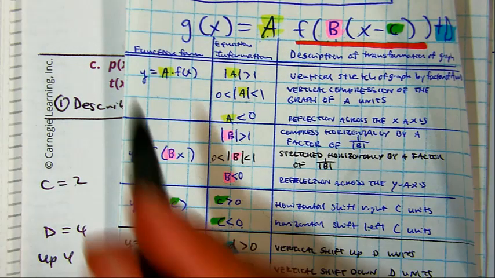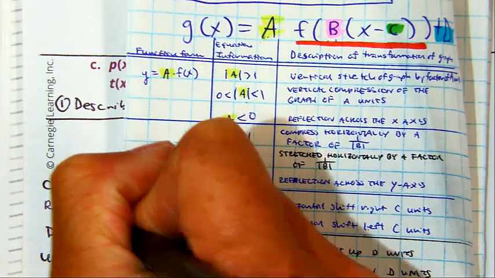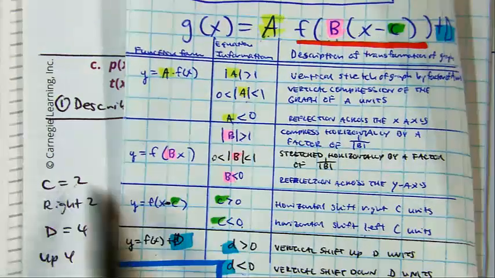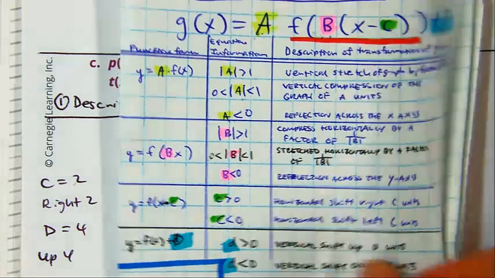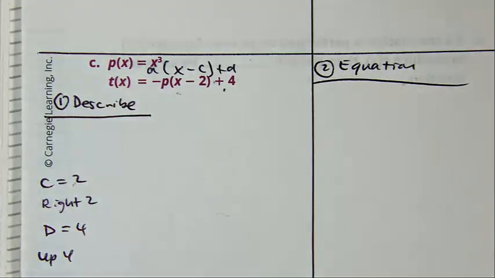Right, 2. Did you guys see how I did that? Your C value is 2. Then I'm just looking on my chart. Is it bigger than 0 or less than 0? 2 is bigger than 0, so you're going to the right 2 units. Good job, Daniel. Trisha? Last one.